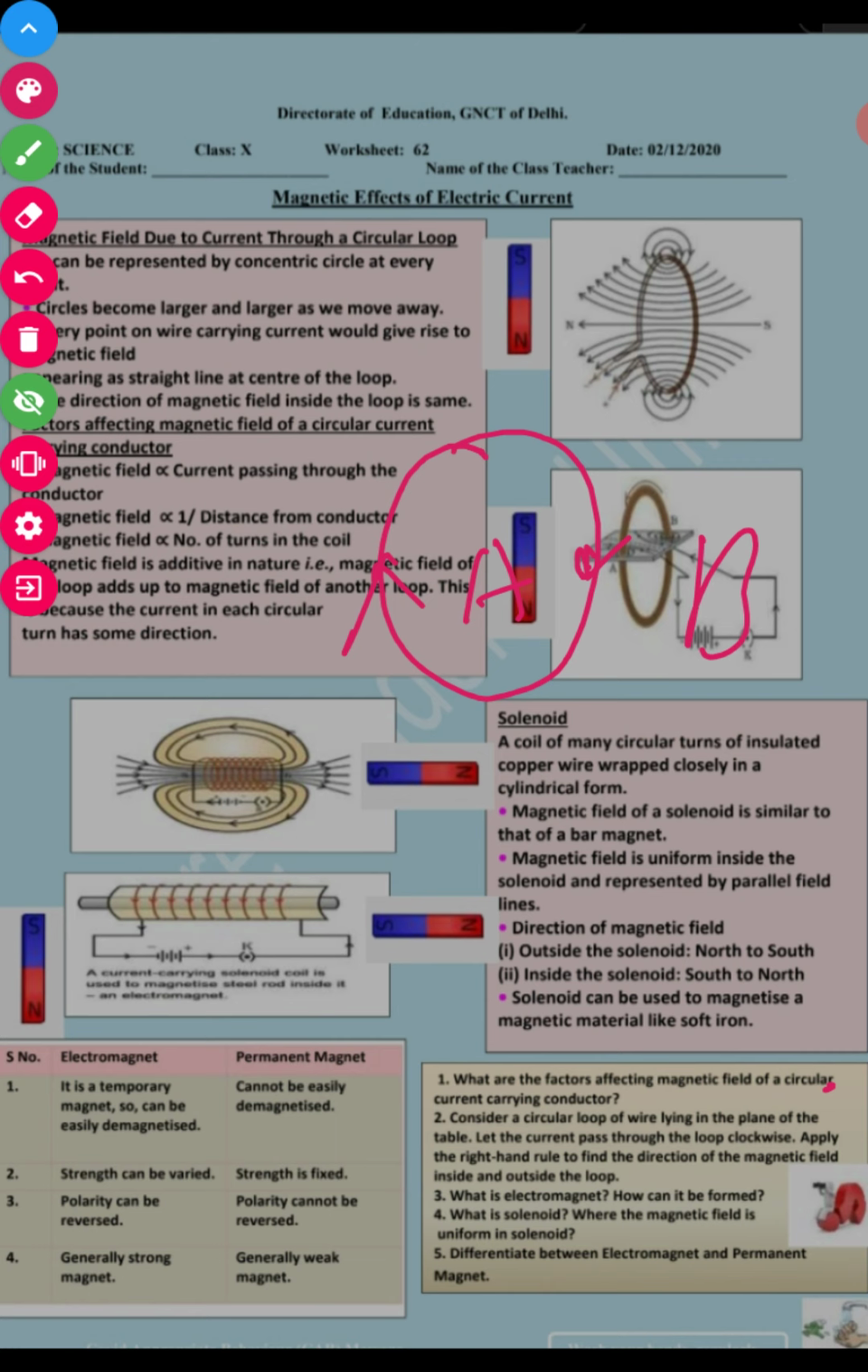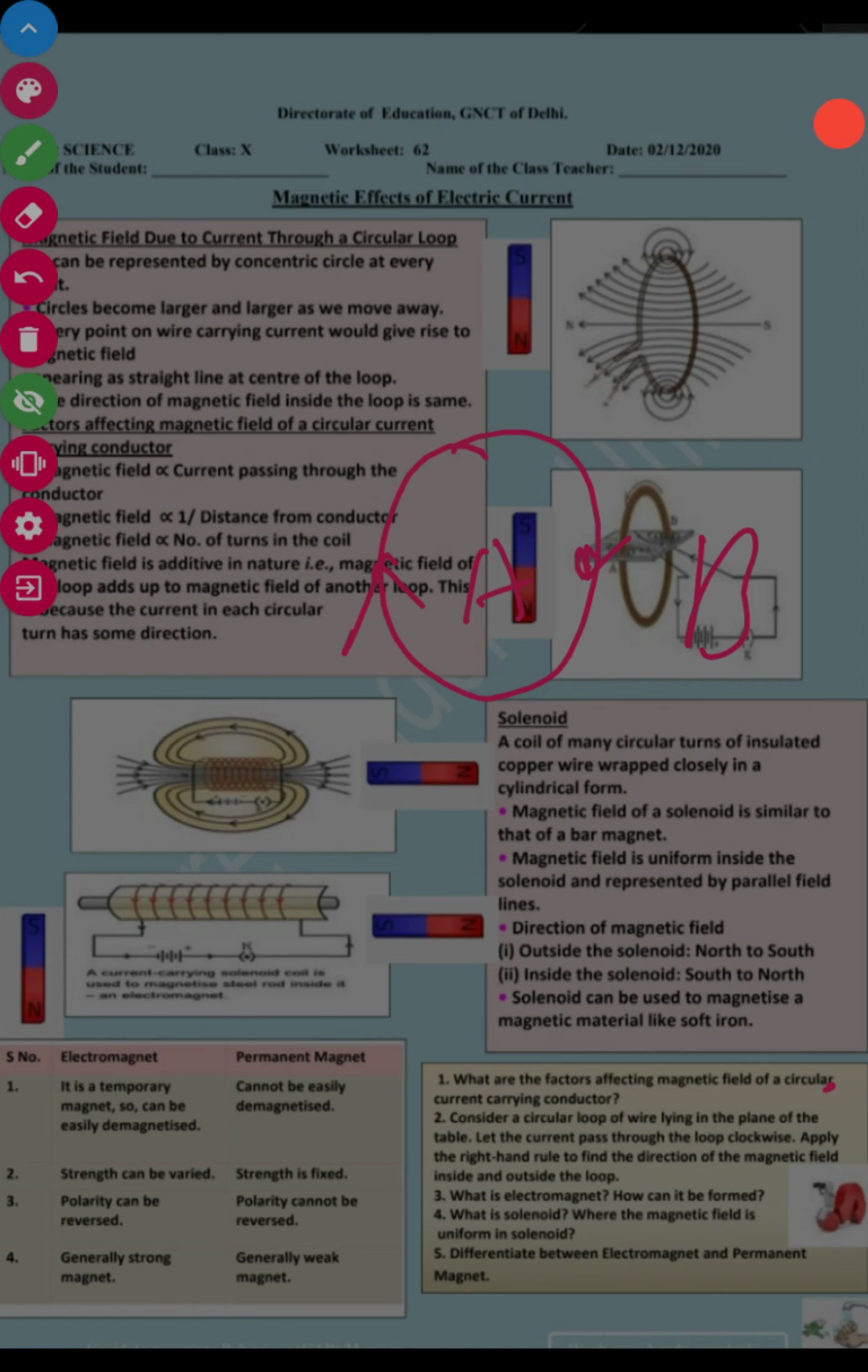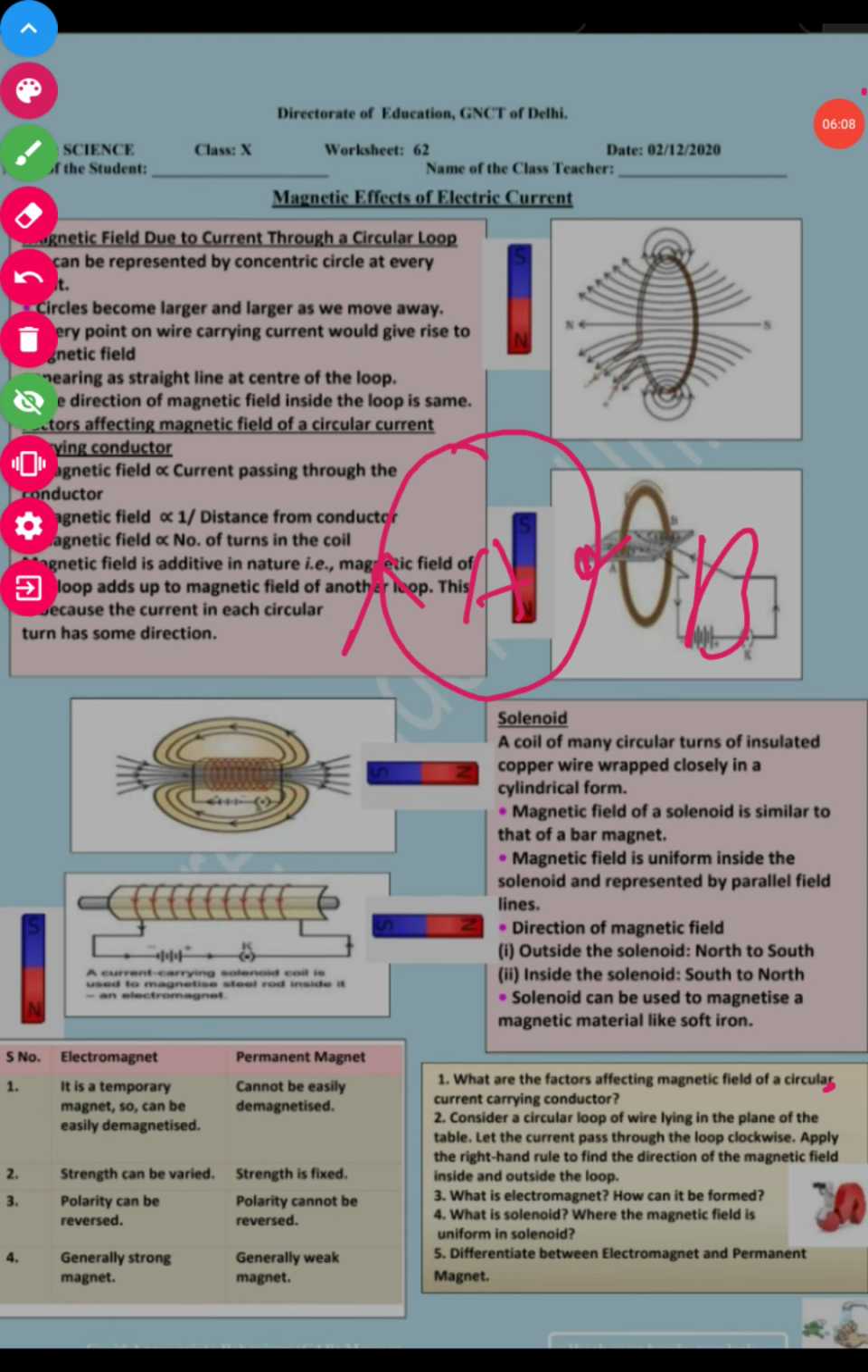If we consider it as a circular loop, then inside the circular loop the field is downward, and outside the circular loop it is upward. Okay, so you can write it easily.